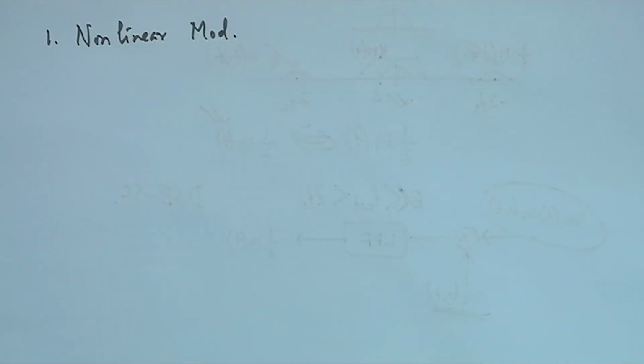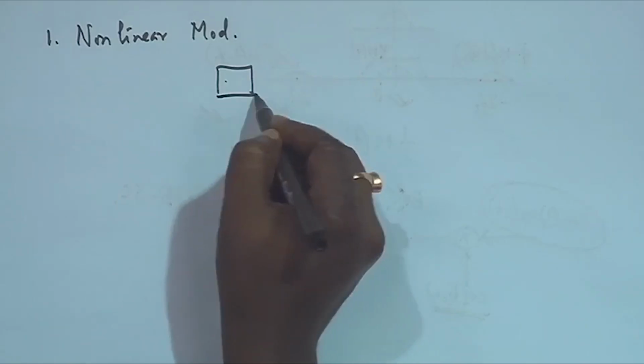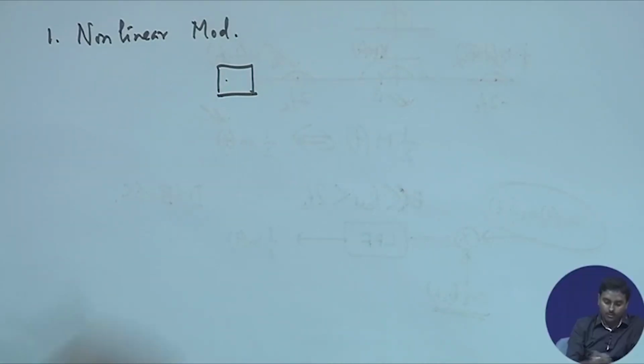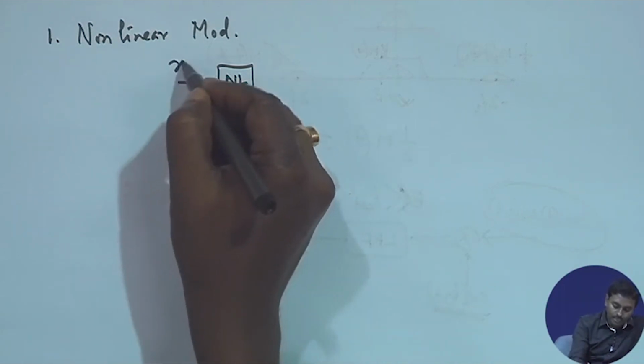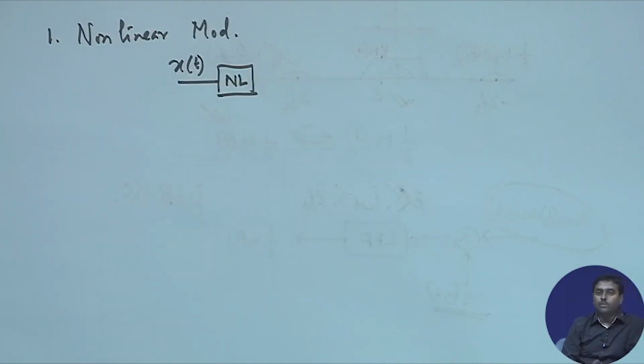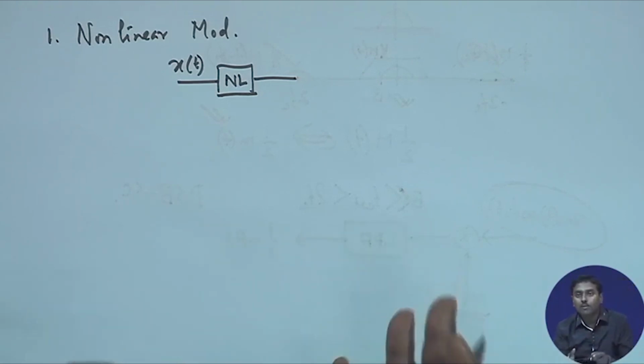So in that case, we will be using a nonlinear device. What do we mean by nonlinear device? That if I give an input x(t), the output will not just be a linearly scaled version of this. What will happen? It will produce some square term as well. It is a nonlinear device, so the output will show nonlinearity with respect to the input.